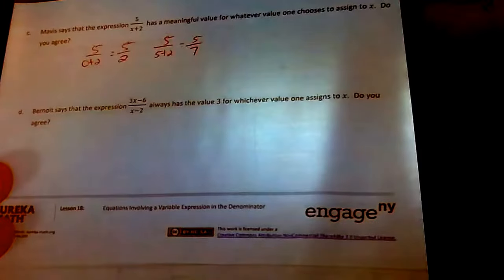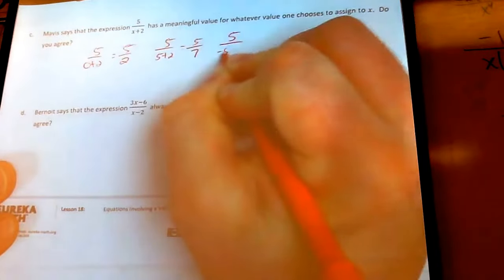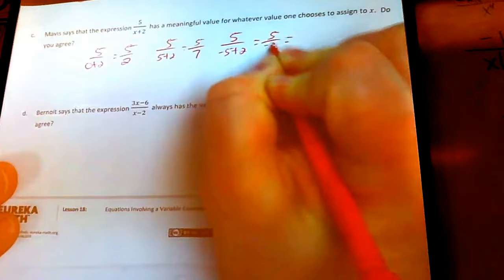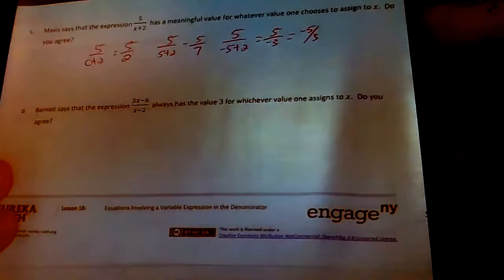Nothing wrong with that. Negative 5? 5 over negative 5 plus 2 is 5 over negative 3, which is the same as negative 5/3. Nothing wrong with that. What is it then?